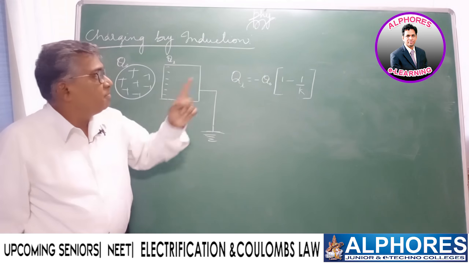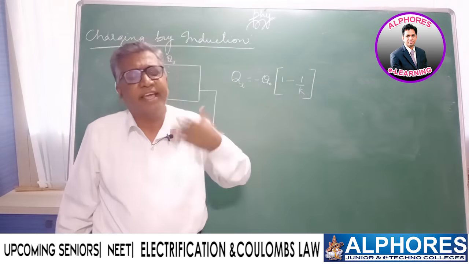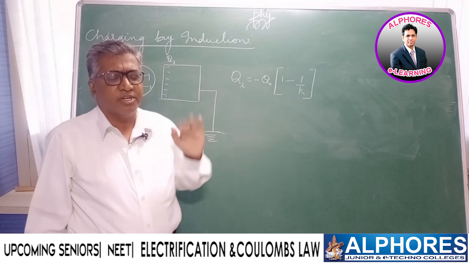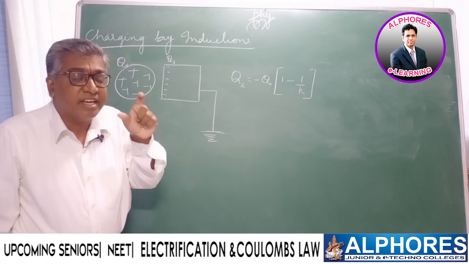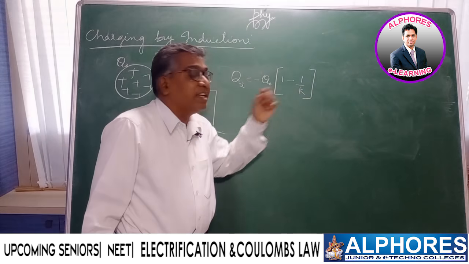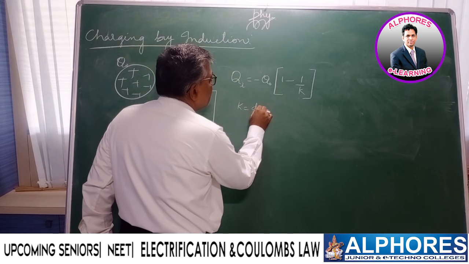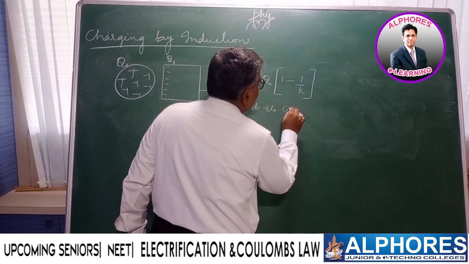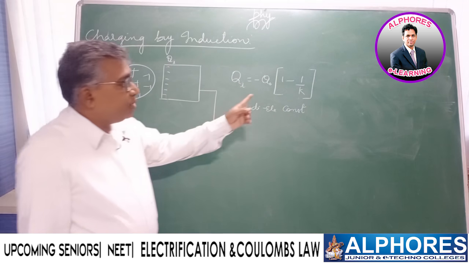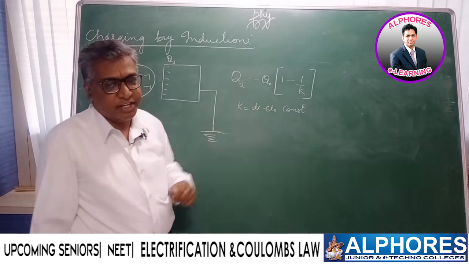So I was telling you, in this process you can give charge to any body irrespective of its nature electrically, whether it is a conductor, insulator, whatever it is. So the electrical nature of the body is determined by a parameter called K. K is called dielectric constant. So based on the value of K, charge will be induced.